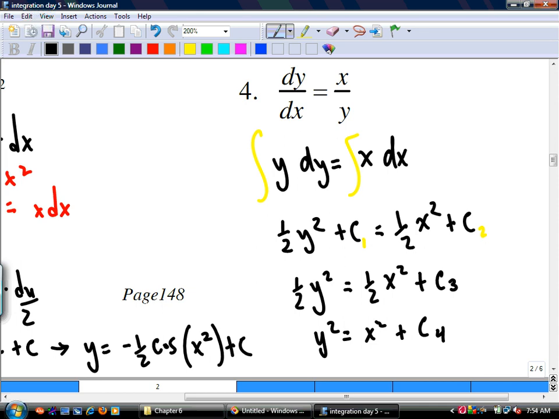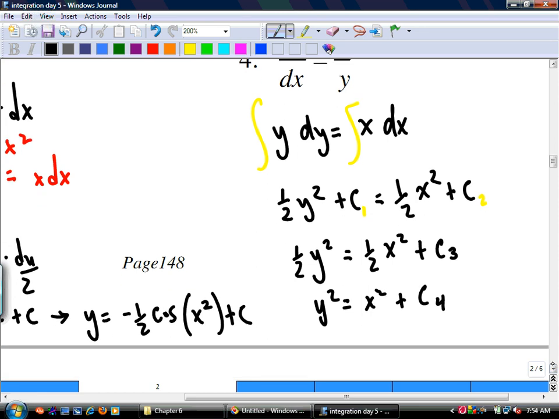You could write it as 2 times c3, but we don't. And then you square root, and you get y equals plus or minus the root of x squared plus c4.